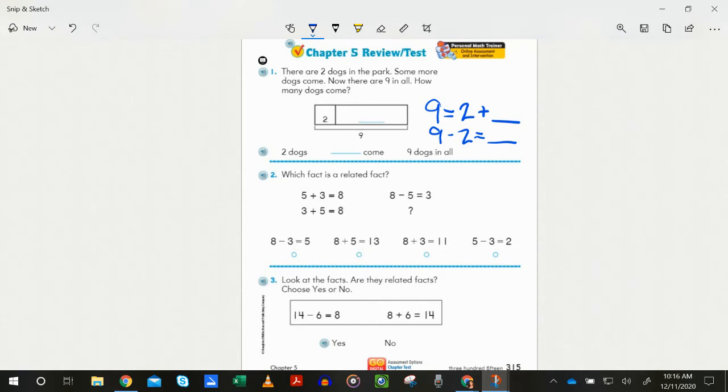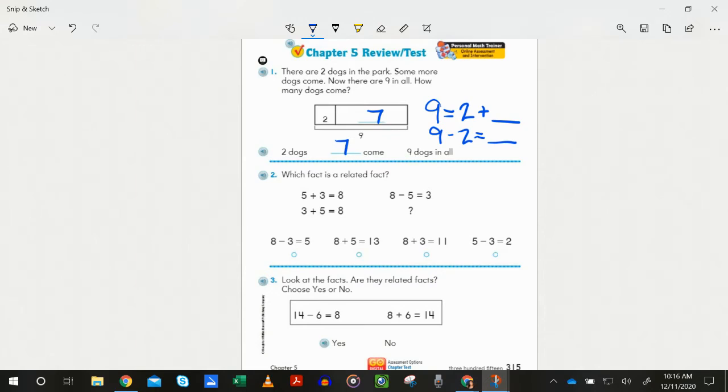And then sometimes that might be easier for you to find the connection. Okay, so what is our missing part? If I have 9, I take away 2, I will be left with 7. So there are 2 dogs, 7 come, 9 dogs in all.